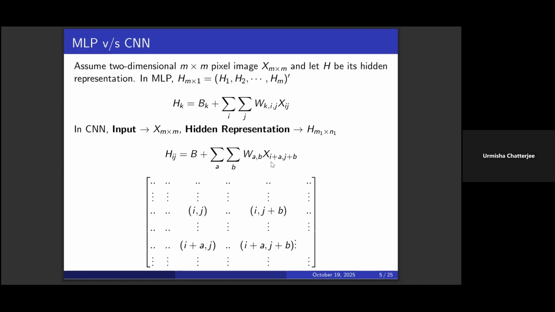Since we consider a very small region within the image, this a and b range up to some delta, say from minus delta to plus delta. If it is from minus delta to plus delta, then there will be elements on the left side of this ij. If it is from 0 to delta, then it is a smaller section starting from this ij element to the i plus delta, j plus delta element. So this is the broader picture of CNN. You can already see how the number of weights has greatly reduced.